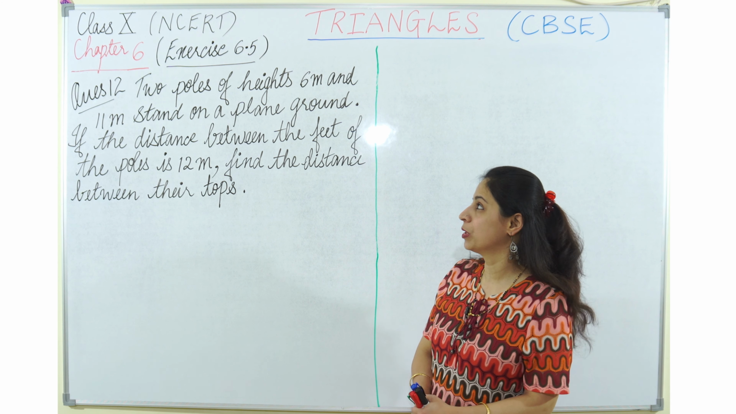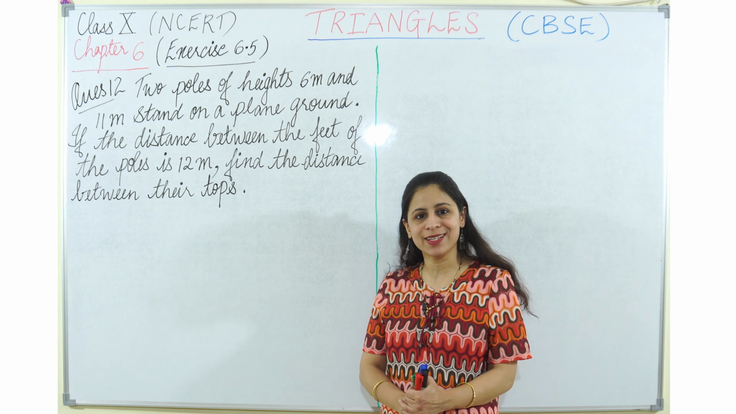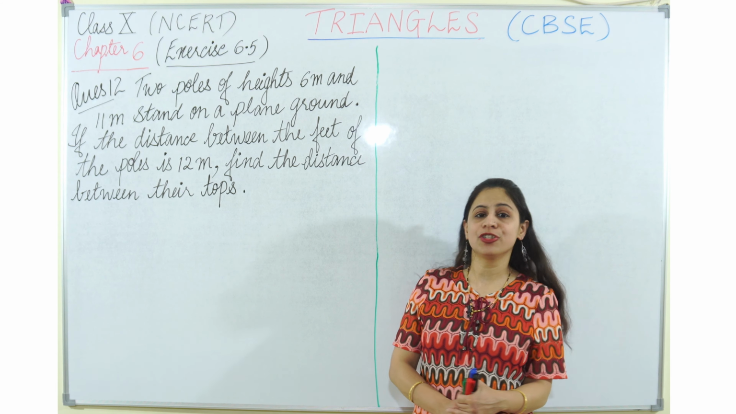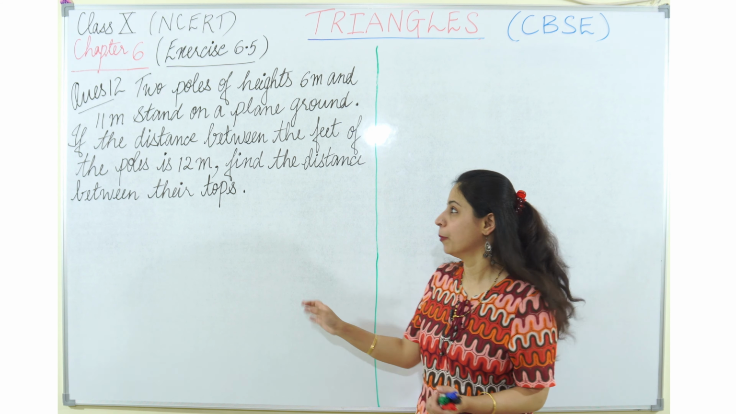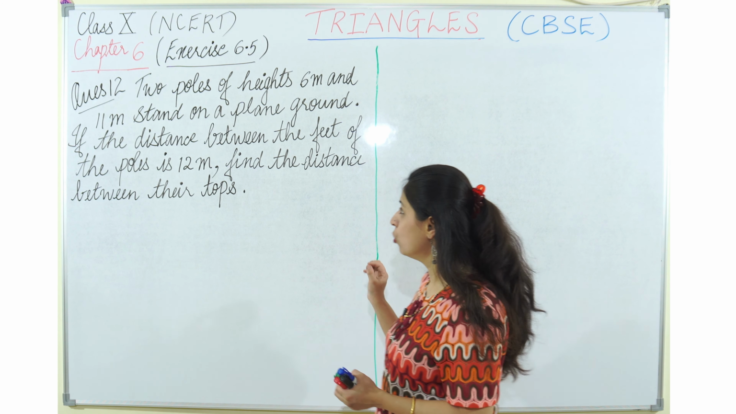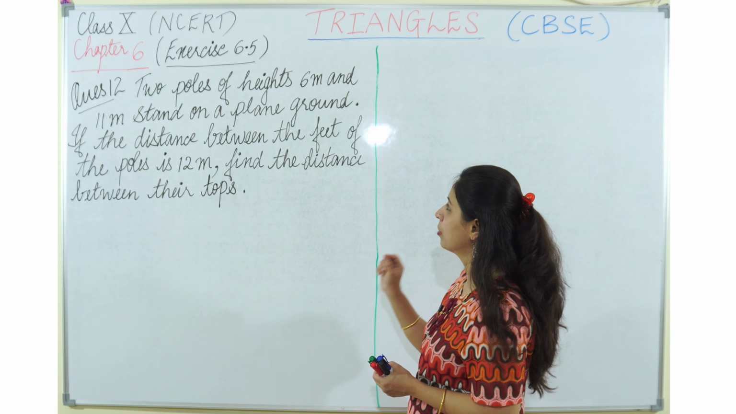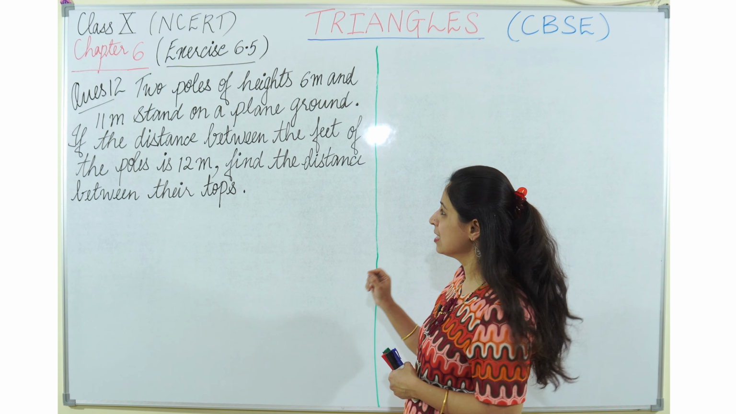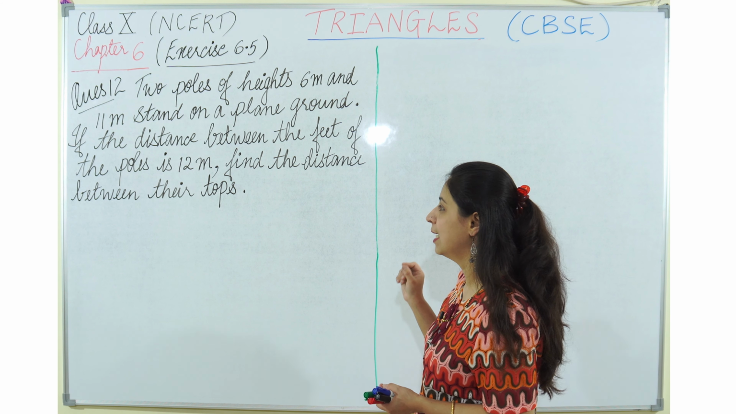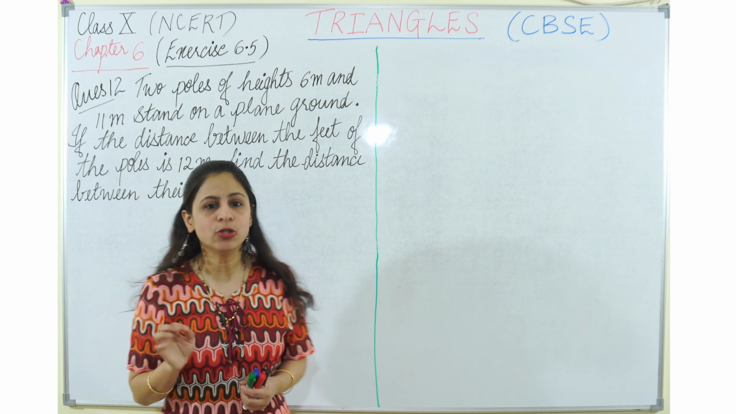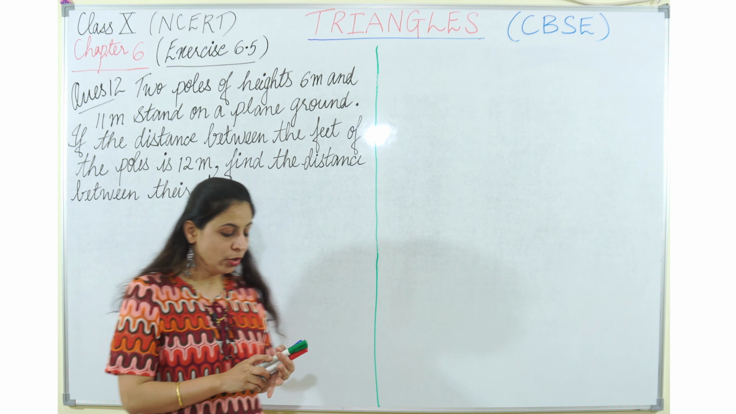So let us start with question number 12 of exercise 6.5 for class 10 CBSE, chapter 6, triangles. Question number 12 says: two poles of heights 6 meters and 11 meters stand on a plain ground. If the distance between the feet of the poles is 12 meters, find the distance between their tops. So we need to find out the distance between their tops.